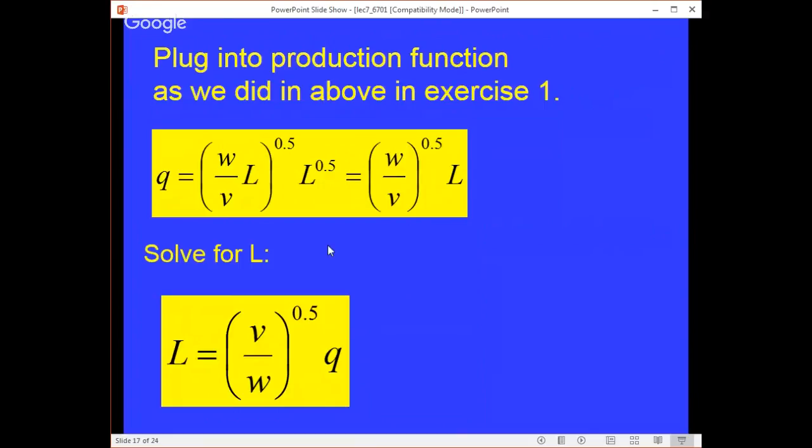Tengo, está bien, mi función de producción. I have my production function, right? Okay. So I substitute what I got, K in terms of L, into the production function. ¿Cuál es la función de producción? La de Q, igual, punto 5. Ok, sí. Entiendo.